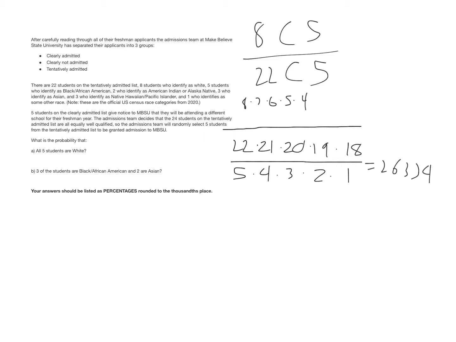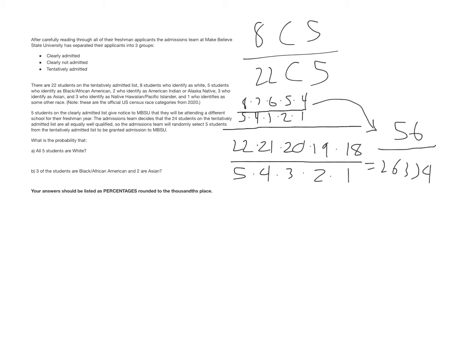Then, because again all 5 of these students are being treated equally, they're all being moved to the accepted list, I have to divide out the number of ways I can rearrange any particular selection of 5 people, which is 5 times 4 times 3 times 2 times 1. Yes, there is a button for 8 choose 5 on your calculator, but I think it's useful to go over what exactly is happening here. If I simplify that expression, I will get 56.